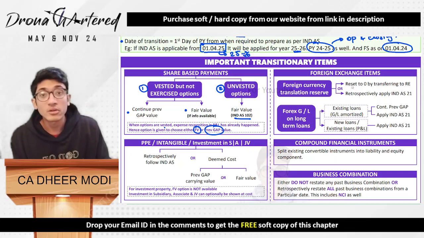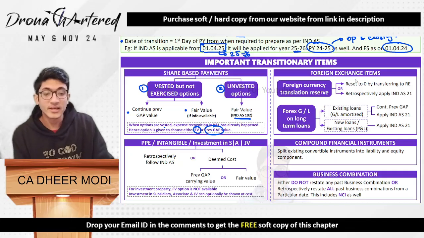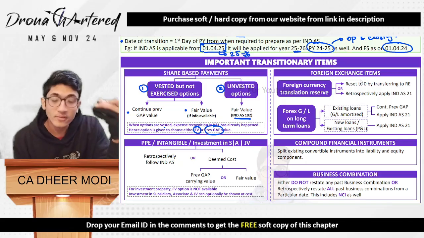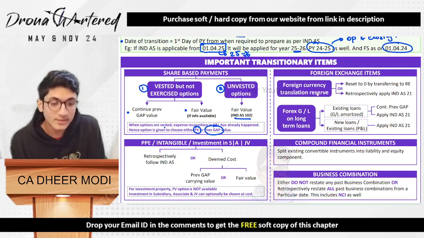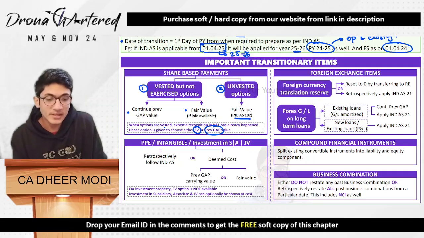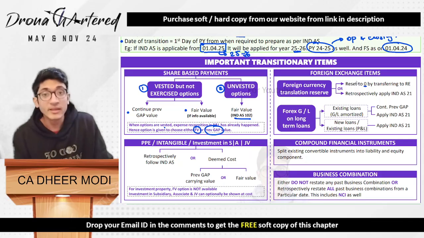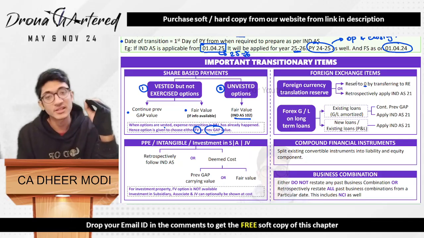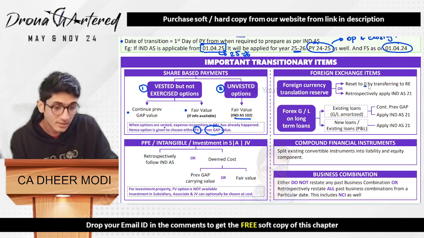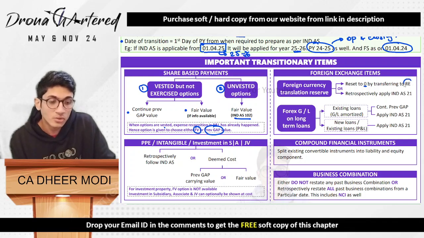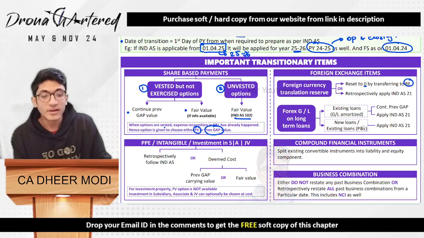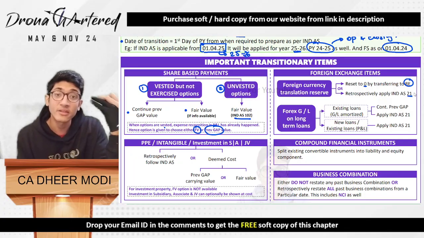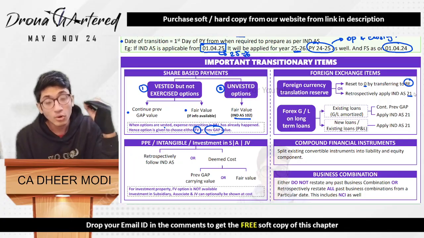Coming to your next part, that is your foreign exchange items. In case of foreign exchange items, we make the foreign currency translation reserve. The foreign currency translation reserve will either be reset to zero. That means any balance in your foreign currency translation reserve will be set to zero by transferring it to retained earnings. That means this account will be emptied. Or you will retrospectively apply IND AS 21, and you have to calculate how it would be as if IND AS was always followed.